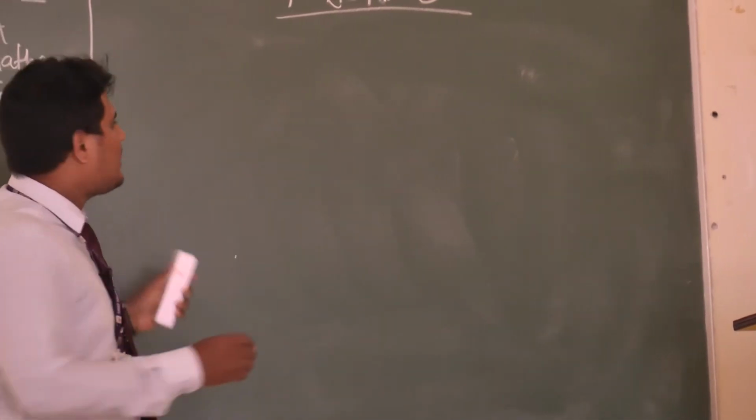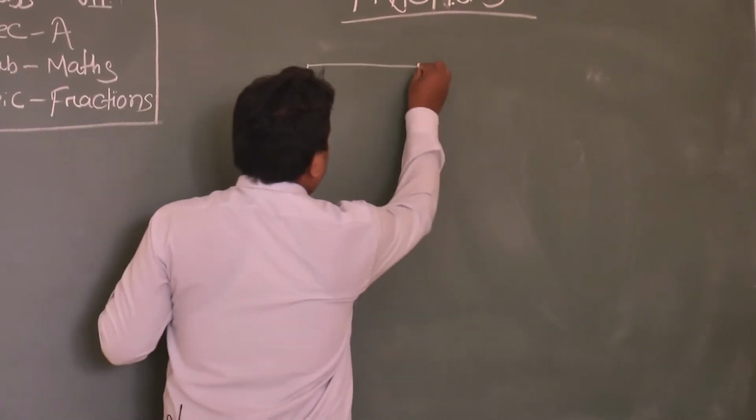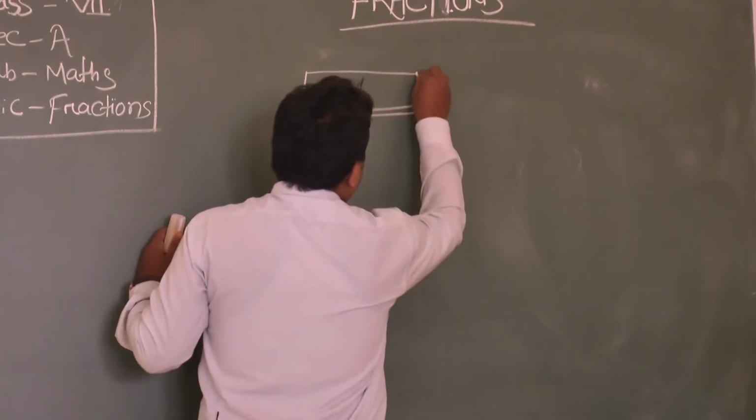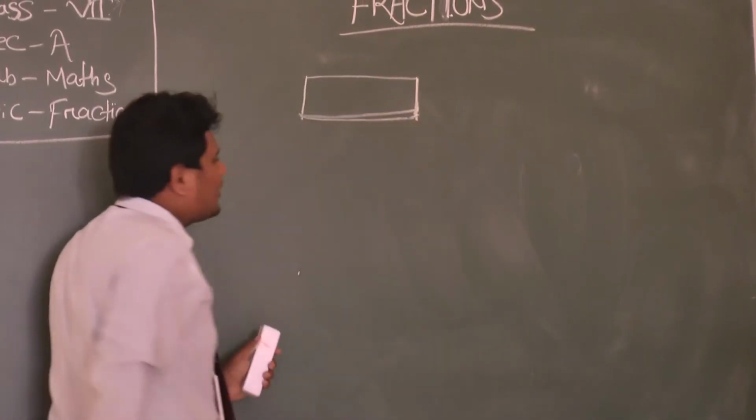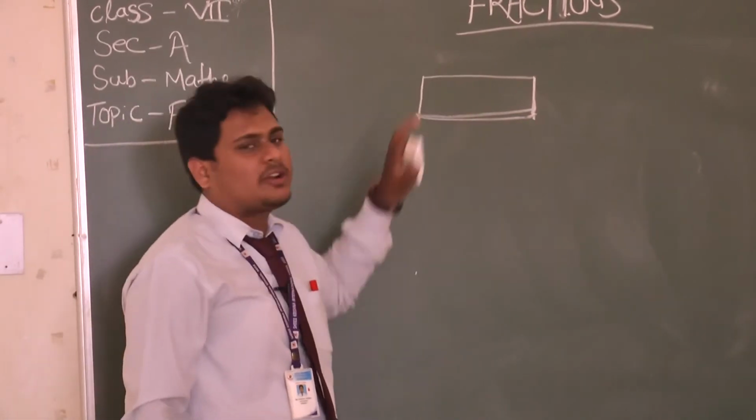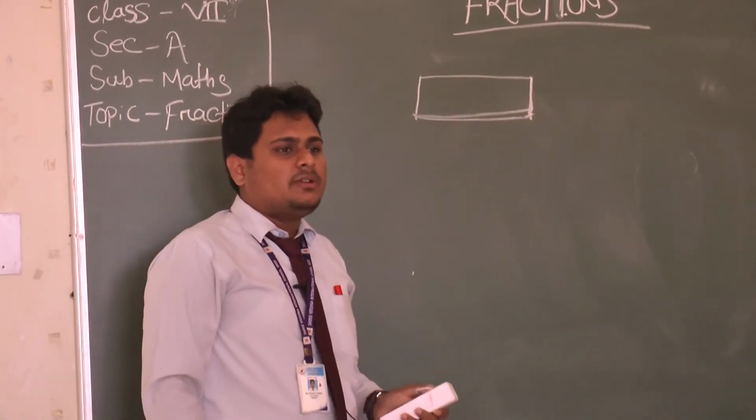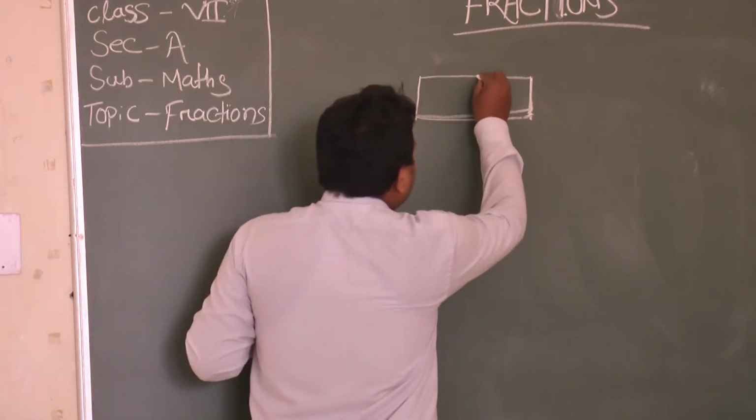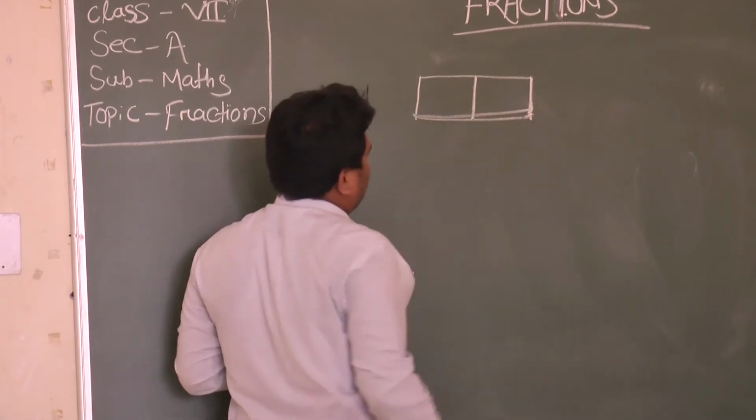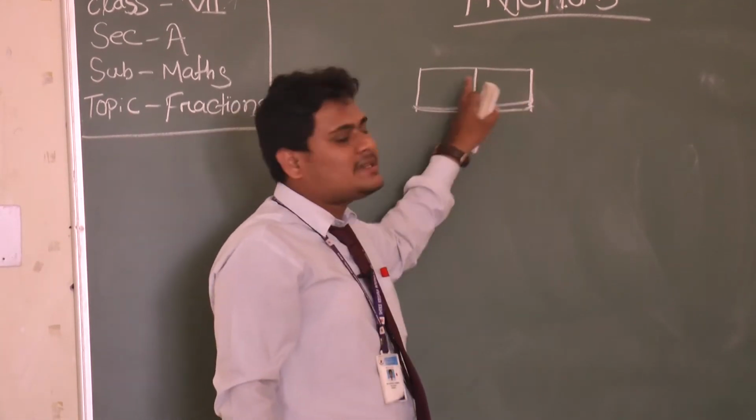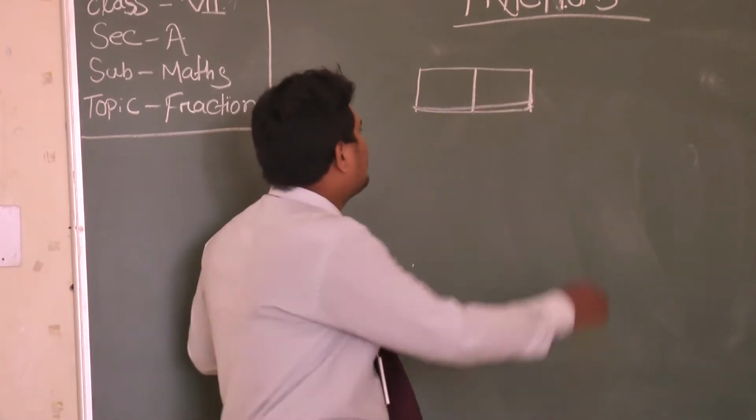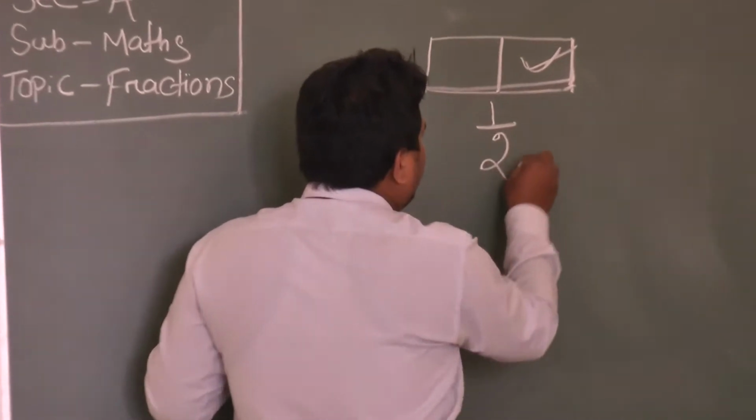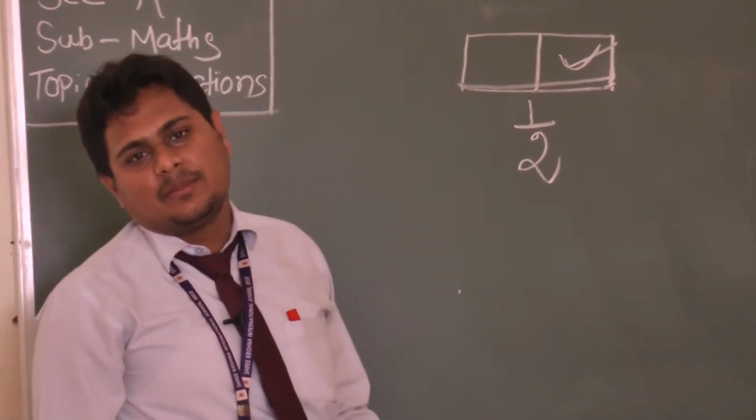See, suppose you have a chocolate. That may be Mons or Kit Kat, whatever, it is a chocolate. Okay, so you give your friend 1 part. You just broke it from the middle and made 2 parts, and your friend ate 1 part. It means it can be written as 1 by 2.